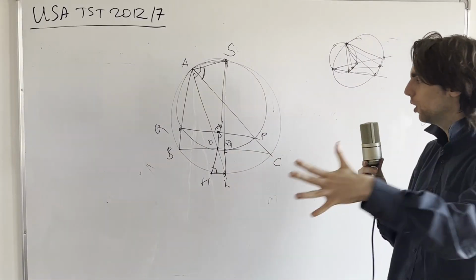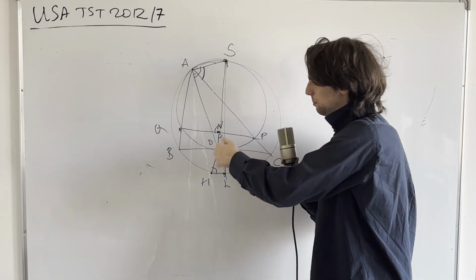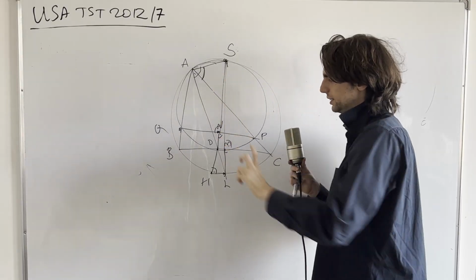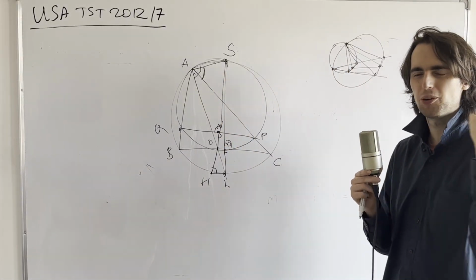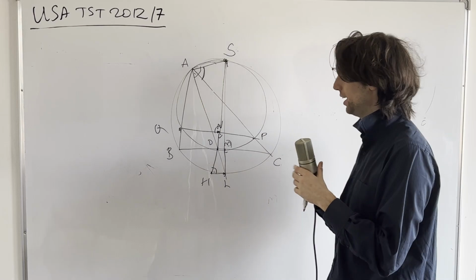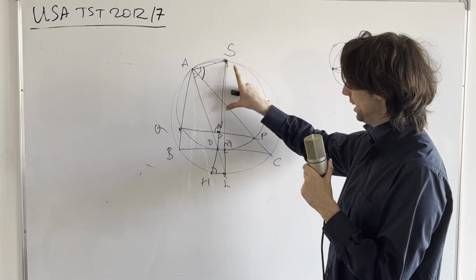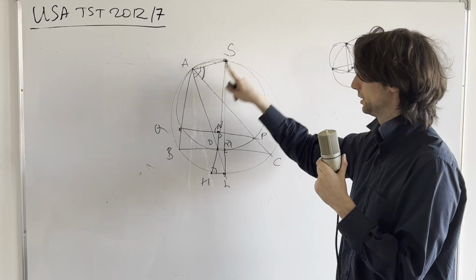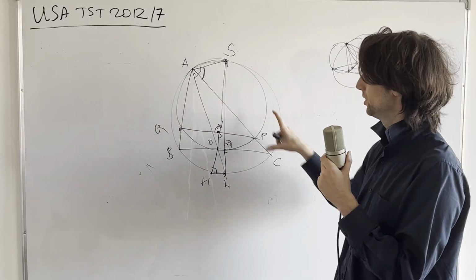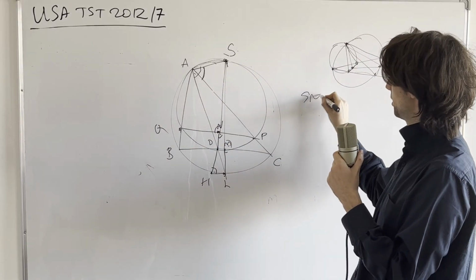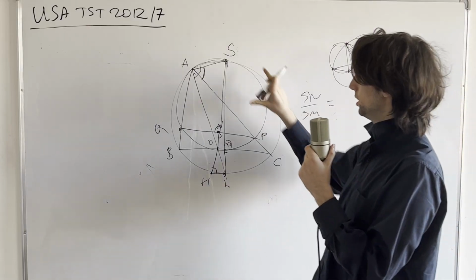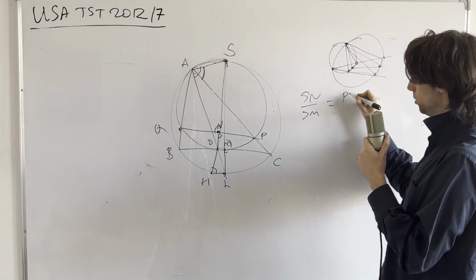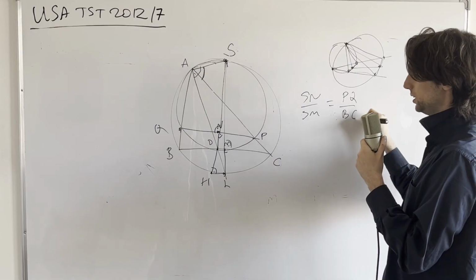And so I immediately go, wait a second, I have SM. Can I get SN? Or can I maybe get SN over SM? What do I have? What do I need? That's the question I ask myself. Well, SM over SN, I have because SQP and SBC are similar. So I have SN over SM is going to equal SQ over SB, but also PQ over BC.